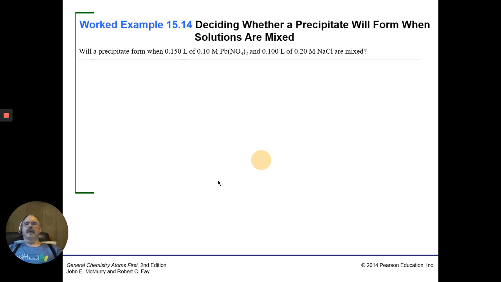The next problem involves deciding whether a precipitate will form when solutions are mixed. So we have 0.150 liters of 0.1 molar lead nitrate and 0.100 liters of 0.2 molar sodium chloride. Cations and anions will exchange partners here. We'll get lead chloride, PbCl2, and sodium nitrate, NaNO3.